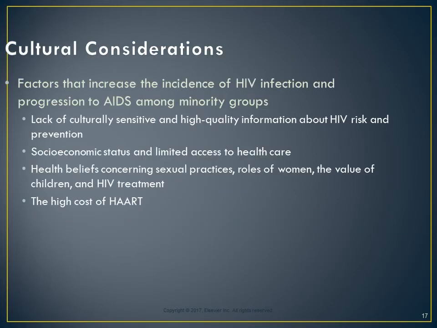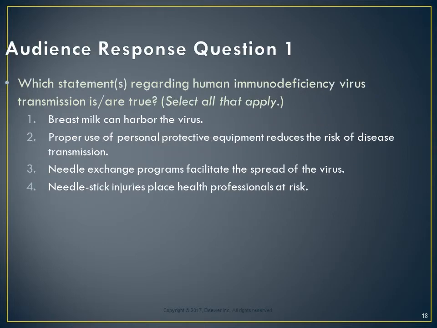Some cultural considerations to keep in mind. Factors that increase the incidence of HIV and progression to AIDS among minority groups are the lack of culturally sensitive and high-quality information about HIV risk and prevention. Socioeconomic status and limited access to health care also prevent people from taking adequate precautions. Health beliefs concerning sexual practices, roles of women, value of children, and HIV treatment, and then the high cost of HAART.